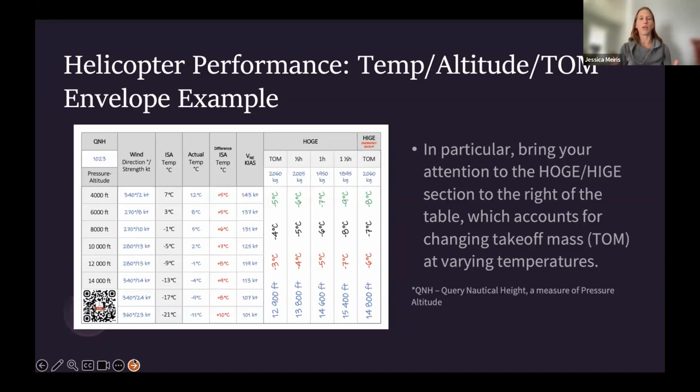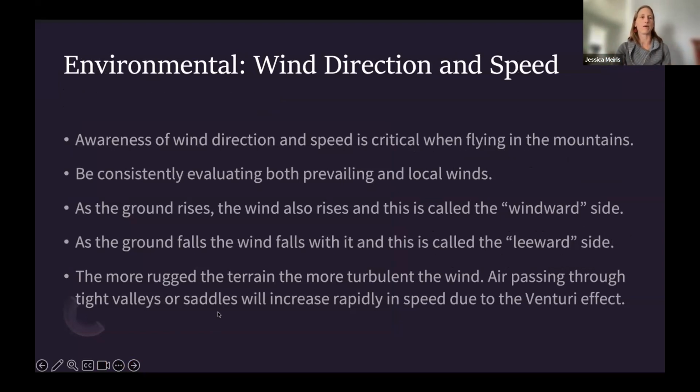So having both and using this envelope approach is one way to do your helicopter performance planning for dynamic environments like the mountains. Moving on towards environmental considerations, wind direction and speed are two of the most critical components, of course, for any helicopter operation, but especially in the mountains. Having that awareness of wind direction and speed is absolutely critical.